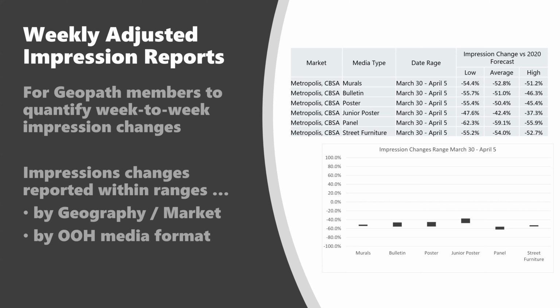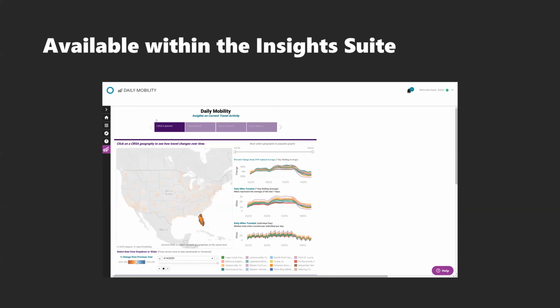The other nice thing is the data that we are providing to our members, and to the public in the case of the activity dashboard. The activity dashboard is public, and that site is going to continue to be public, travel.geopath.io, but both the activity dashboard and the impression report will be available in the Insight suite.